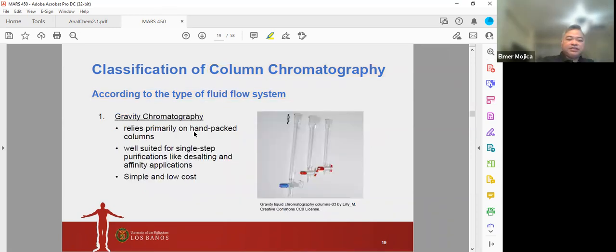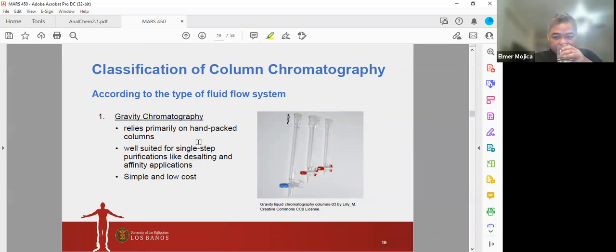Now, if we go with the gravity chromatography, it relies primarily on hand-packed columns. We have an experiment of this in analytical chemistry where we put an ion exchanger, and then we select what cation we want to use. It is well suited for a single-step purification like desalting or affinity application.